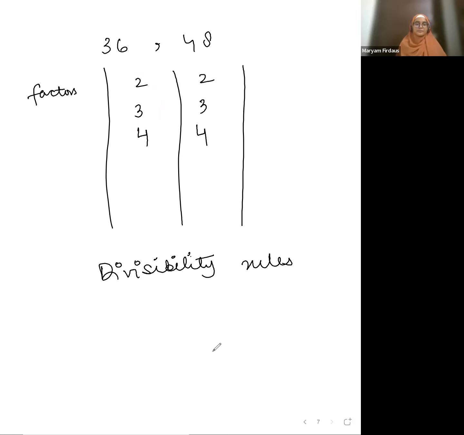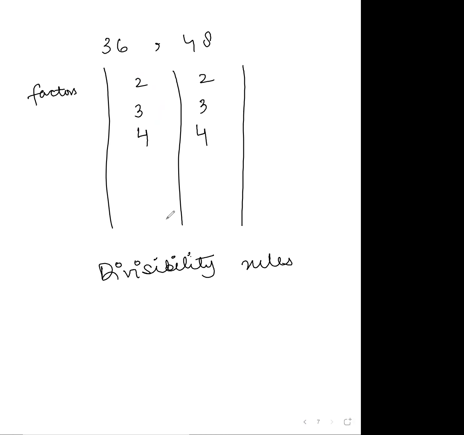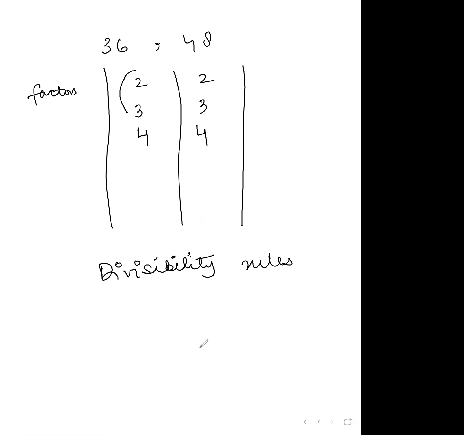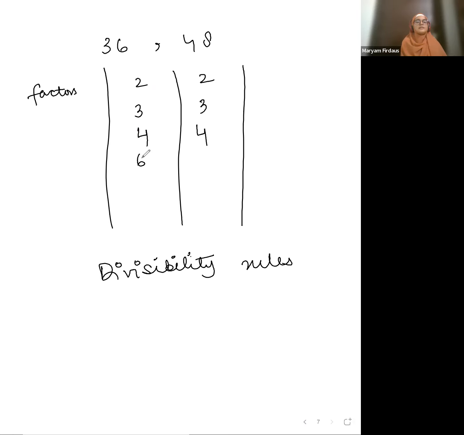Clear? Yes. So here we can see it is divisible by both 2 and 3. So it is divisible by 6. Because 6 6s are 36 and 6 8s are 48, right? So 6 is a factor of both of them.